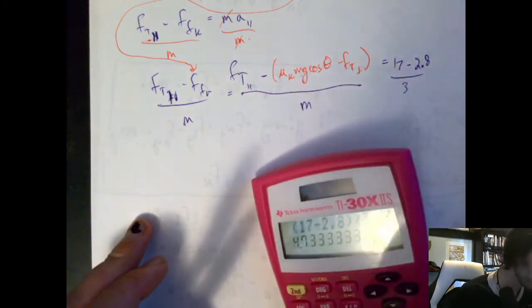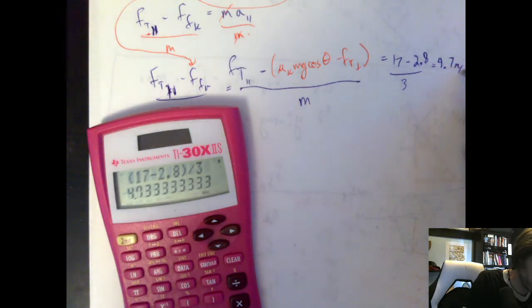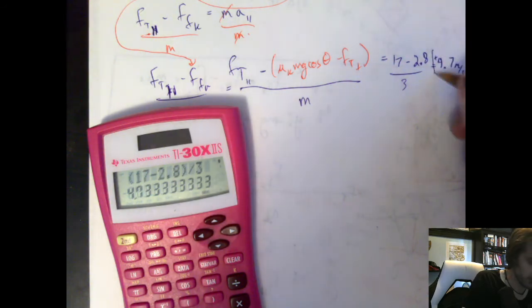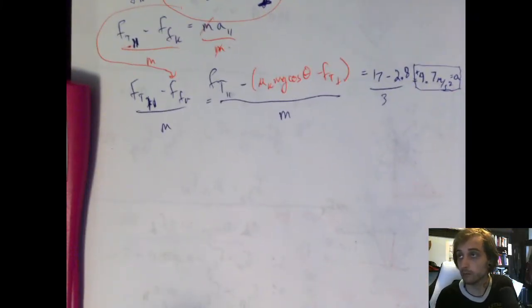And that'll give us 4.7, which is our acceleration. And this is positive, which means it's going up the hill. So this thing is slowing down, because the person is pulling it up the hill more than gravity and friction are pulling it down the hill combined, basically.